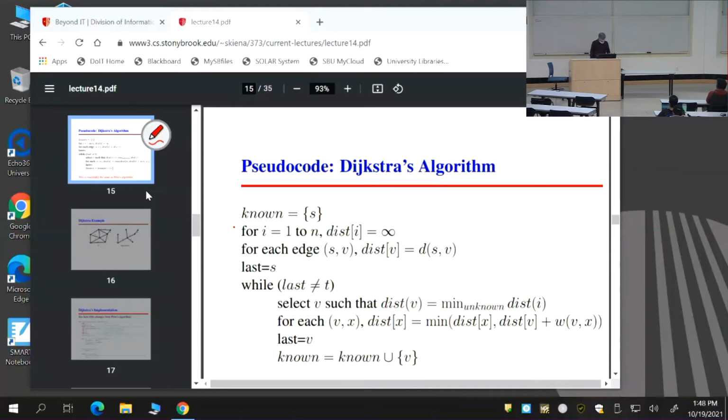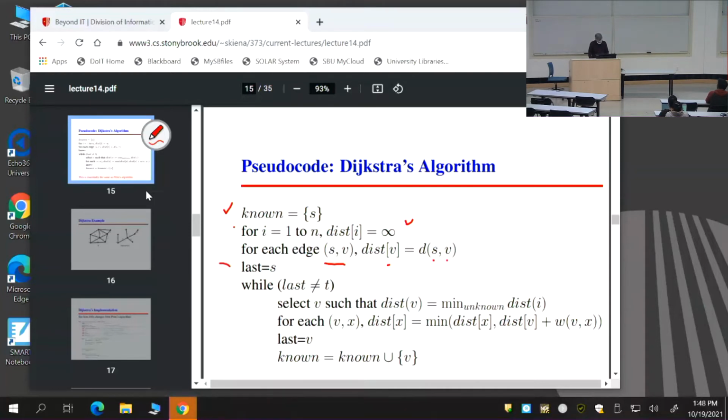I'm going to start out by saying that I only know the shortest path from S to itself. I'm going to say the distance to every other vertex is infinite at first, because I don't know if it's even part of the same component. Then what am I going to do? I'm going to look at all the edges outside of S, and the distance to that vertex V. If there's an edge SV, the best way I know of to get to it is going to be the distance SV. And the last vertex I added was S.